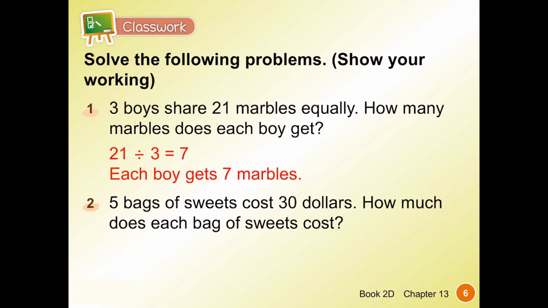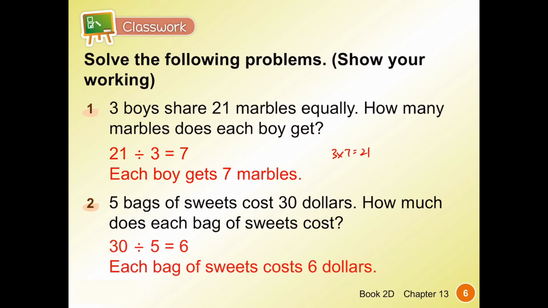So 3 boys share 21 marbles equally, so that's our total number of marbles, so that's why we put it here as the dividend. And then the number of boys as our divisor, and we'd like to find out the marbles that each boy gets. So 21 divided by 3, we get 7, because 3 times 7 equals 21. So each boy gets 7 marbles and no marbles left.